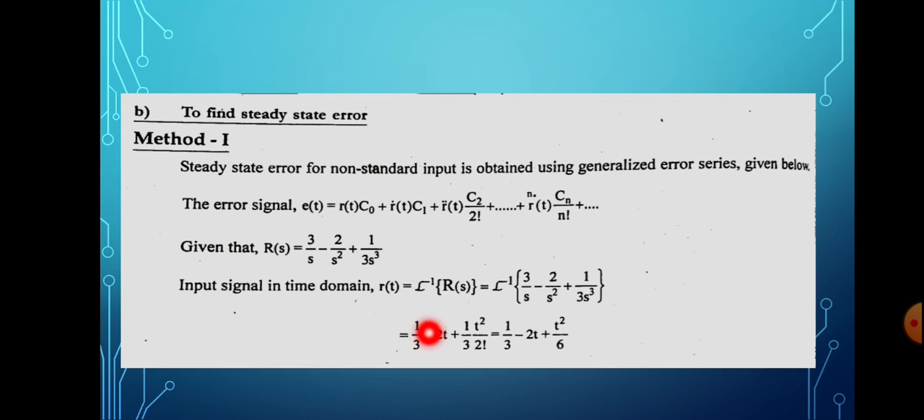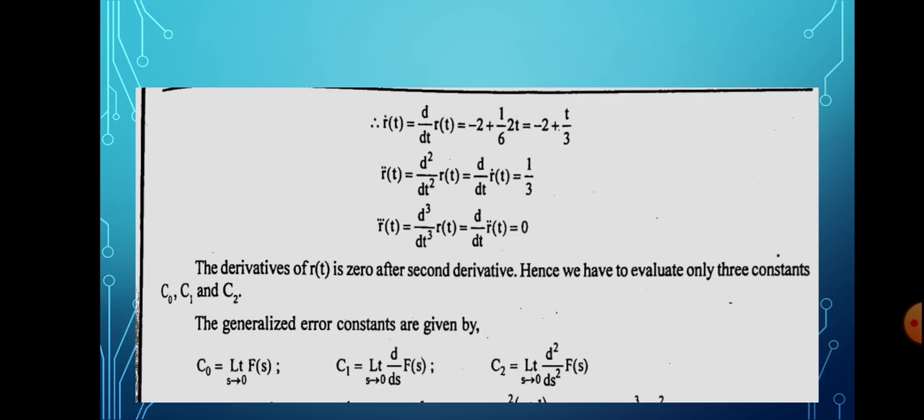Here there is a mistake, it is not 1 by 3, it is 3, okay? There is a mistake in the textbook. It is given as 1 by 3, but it is not 1 by 3, it is 3. You should replace 1 by 3 by 3. So 3 minus 2t plus 1 by 3 into t square by 2 factorial, that is 3 minus 2t plus t square by 6. That is the actual equation for r of t.